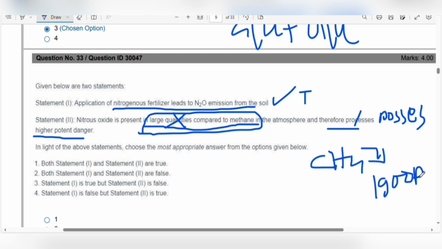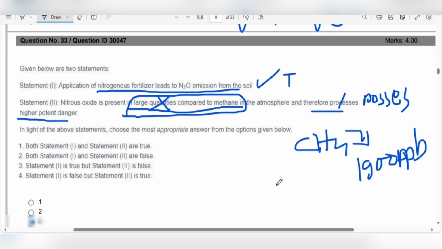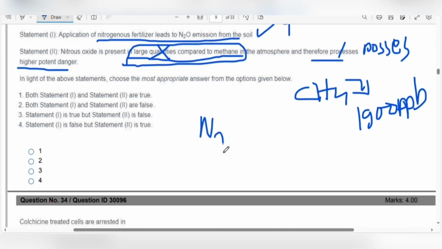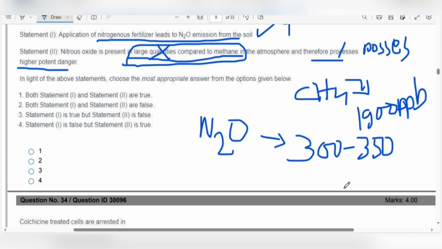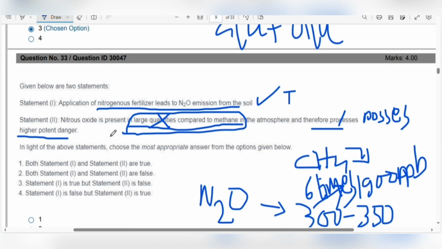1900 ppb, parts per billion, whereas the concentration of nitrous oxide in our atmosphere is only around 300 to 350, 370 ppb, parts per billion. So you can see methane is present in almost 6 times higher concentration than nitrous oxide in our atmosphere. So nitrous oxide is present in large quantities compared to methane is a wrong statement.